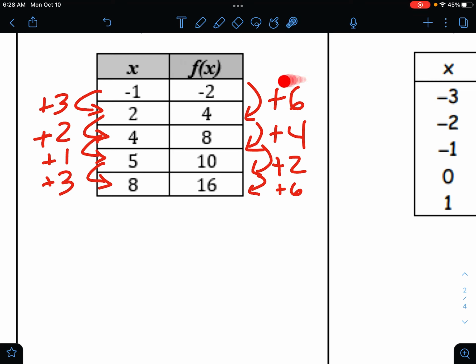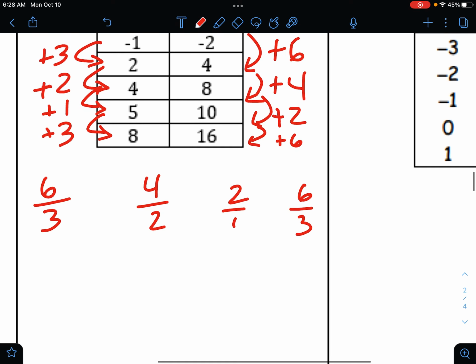So now we take that difference in y and we put it over top of here. We've got 6 over 3, 4 over 2, 2 over 1, and 6 over 3, which you can tell 6 divided by 3 is 2, 4 divided by 2 is 2, 2 divided by 1 is 2, 6 divided by 3 is 2. So our slope is 2 over 1.